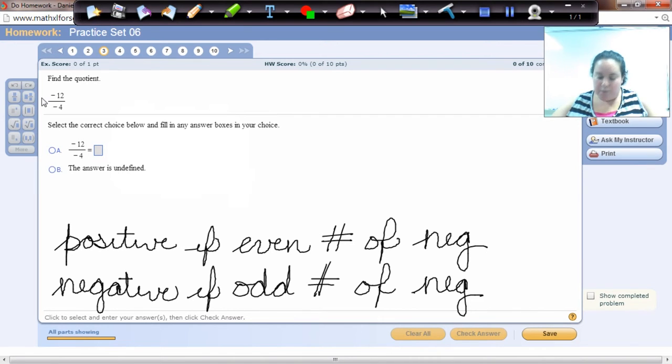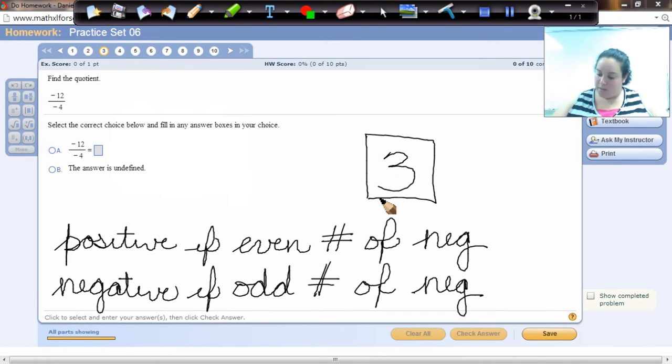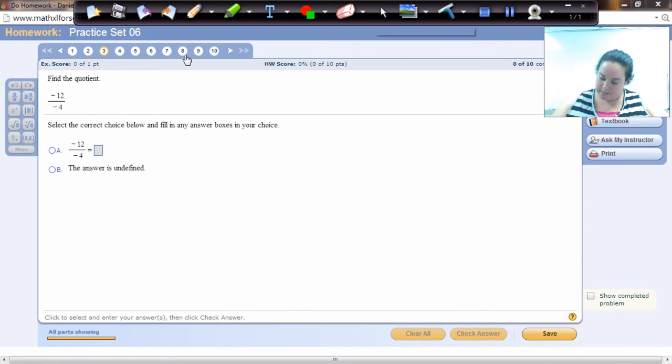Okay, division, we have negative 12 over negative 4. Same rules apply. So we'll do the division first. 12 divided by 4 is 3. Then we'll count up the number of negatives. There are 2 negatives. That's an even number of negatives, so our answer is positive. All right, great. Let's go on to number 6.